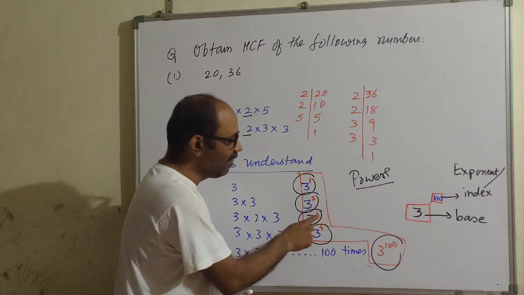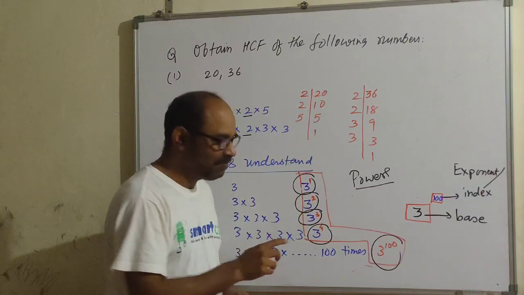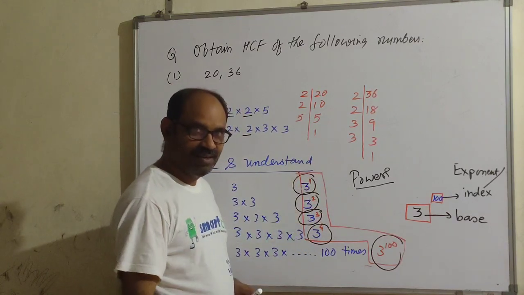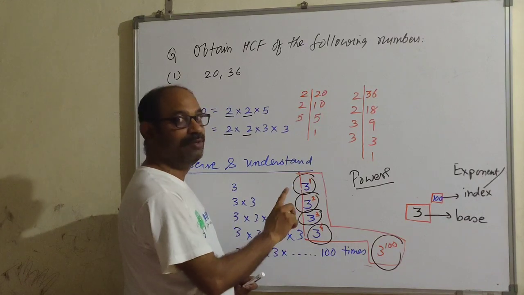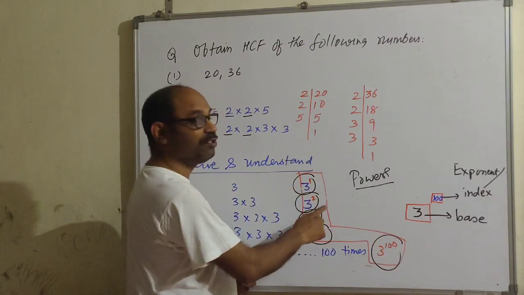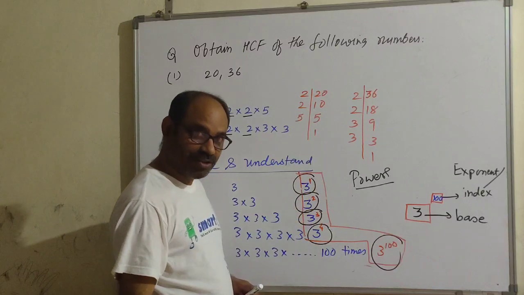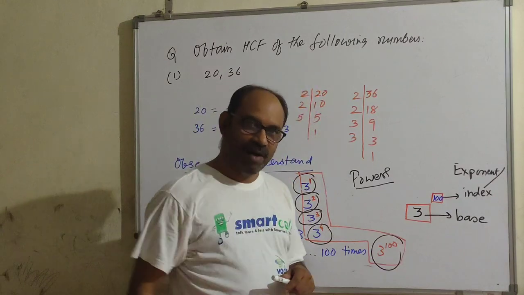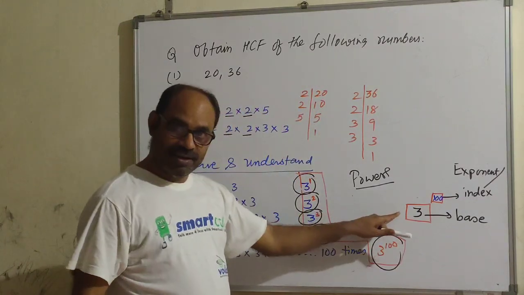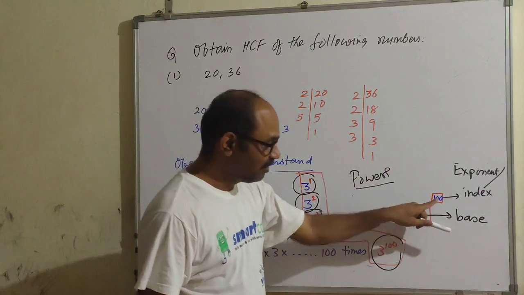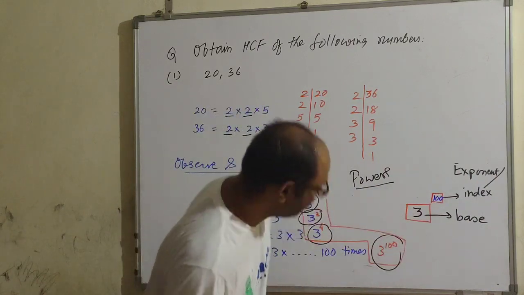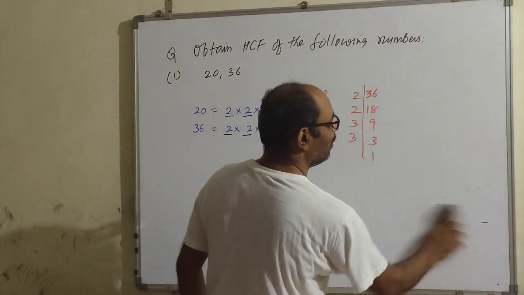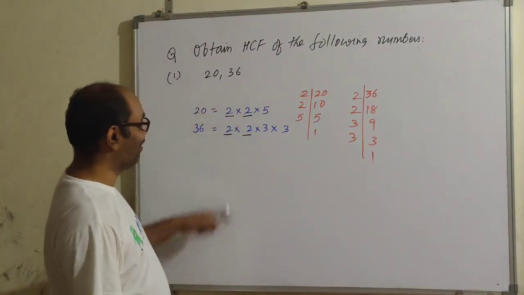For 2 and 3 there are special sayings. Like square of 3 or 3 square, cube of 3 or 3 cube. Instead of saying 3 raised to power 2, you can say 3 square. Instead of 3 raised to power 3, you can say 3 cube. But for the rest, you have to say 3 raised to whatever power it has. So, understood what is base and what is index? You can call it either index or exponent. Fine. I hope you observed and understood that we are going to use this method.